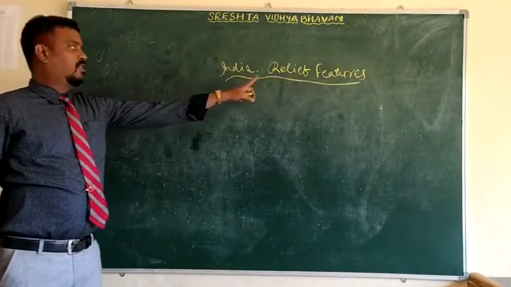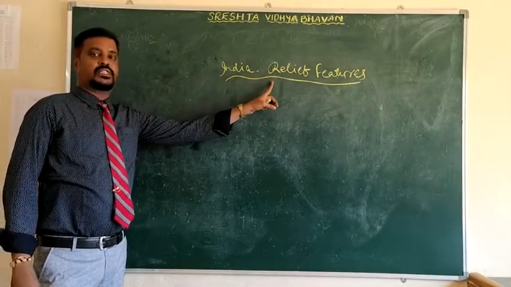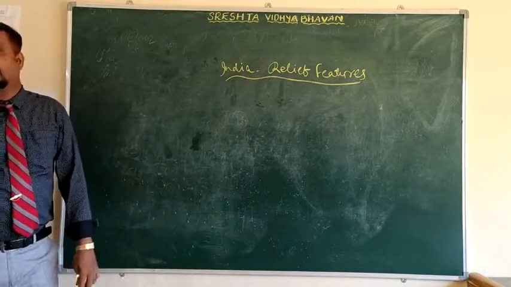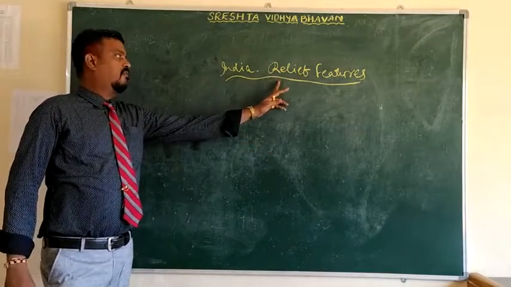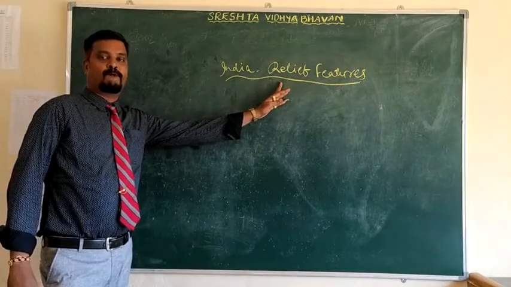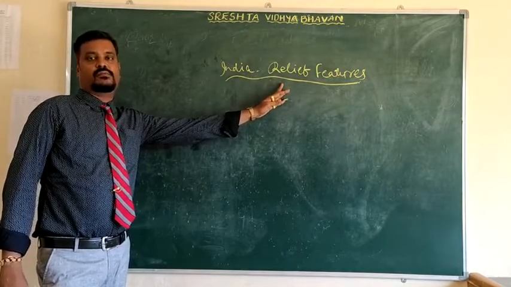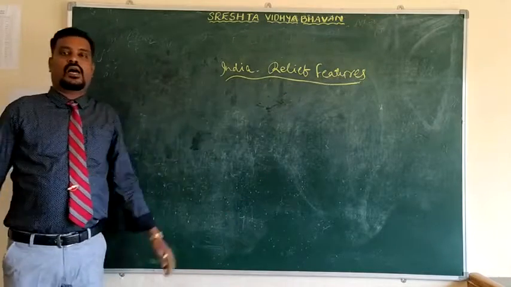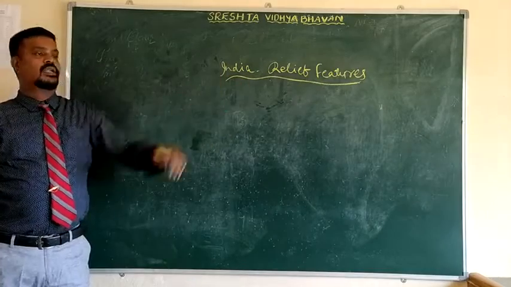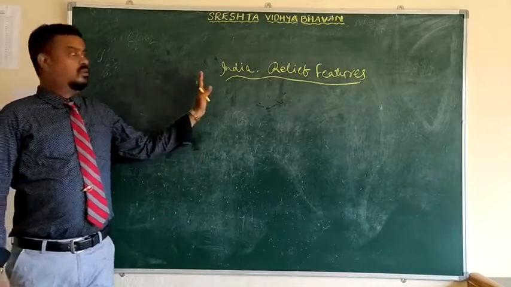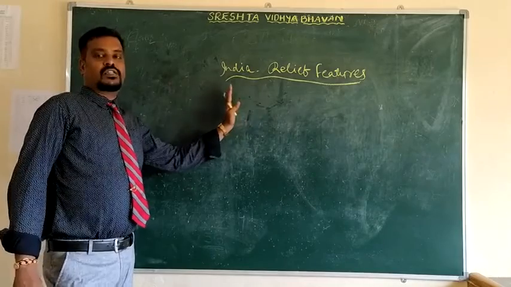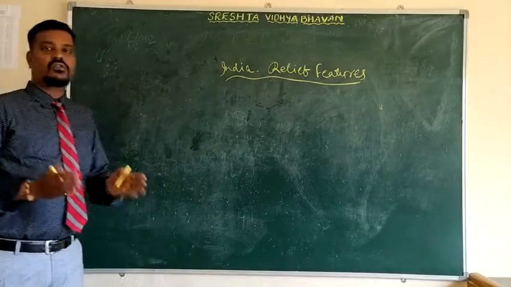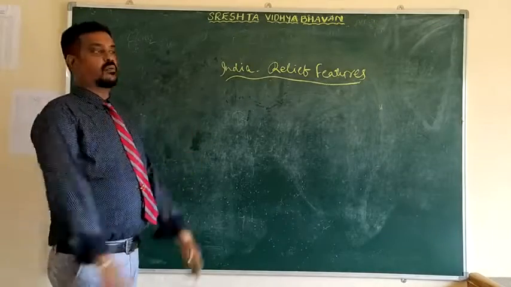So when we come to relief features, it is nothing but the different kinds of landforms. Here the different kinds of landforms means mountains, plateaus, rivers, plains, islands, all these together are called relief features. Before we go to discuss the lesson, first of all, we shall discuss the location of India. How India is located in the world map.